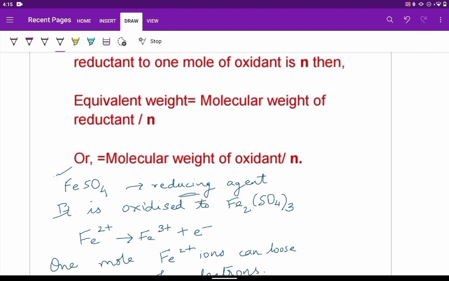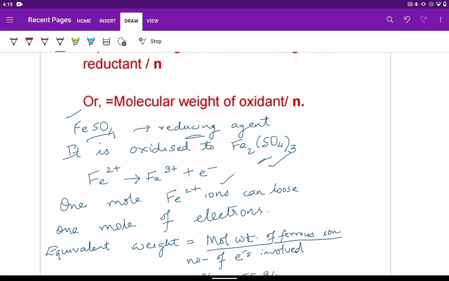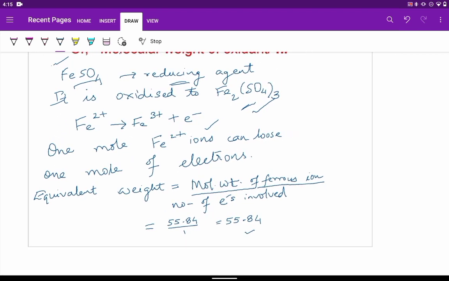So FeSO4, a reducing agent, is oxidized to Fe2(SO4)3. Why oxidized? Because in FeSO4 iron is in Fe2 plus. In Fe2(SO4)3 iron is in 3 plus state, so it is oxidized. You see, Fe2 plus gets converted to Fe3 plus by losing an electron. And here, as per this equation, 1 mole of Fe2 plus ions can lose 1 mole of electrons. 1 Fe2 plus ion can lose 1 electron. So 1 mole of Fe2 plus ions can lose 1 mole of electrons.